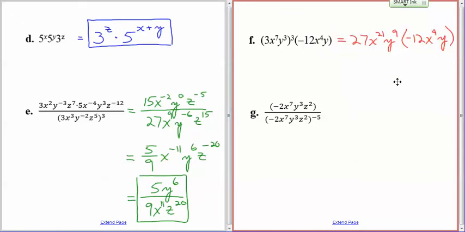Alright, this is a two-step problem here. I'm going to cube everything that's in this first set of parentheses. 3 cubed is 27. X to the 7th cubed is x to the 21st. And y cubed is y to the 9th. I didn't change anything here.